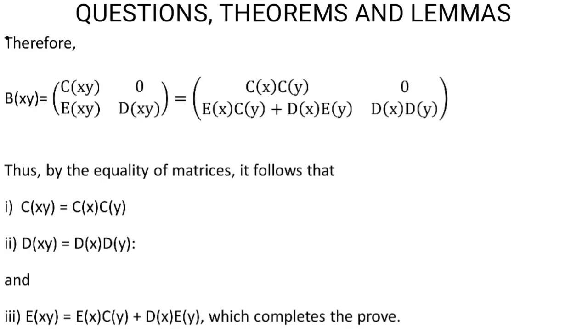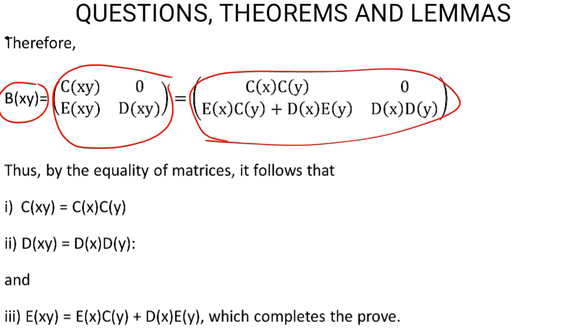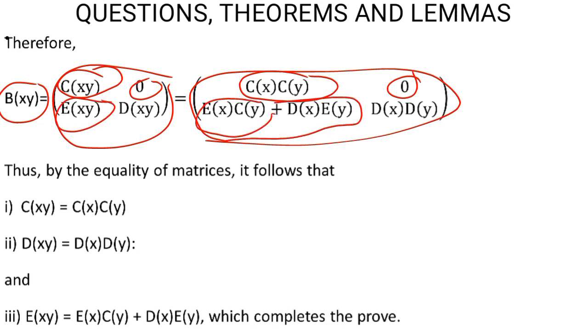Okay, so let's compare notes. So we know what BXY is. It is this, and the right hand side was this, right? So if you equate them, you remember when we say two matrices are equivalent, it means that the respective entries are the same, or they are equal. So 0 will be equal to 0, EXY will be equal to EX, all of this, right? Yes, because these two are the same, and DXY is all of this, right?